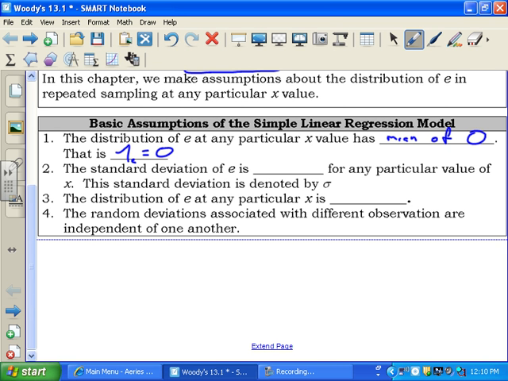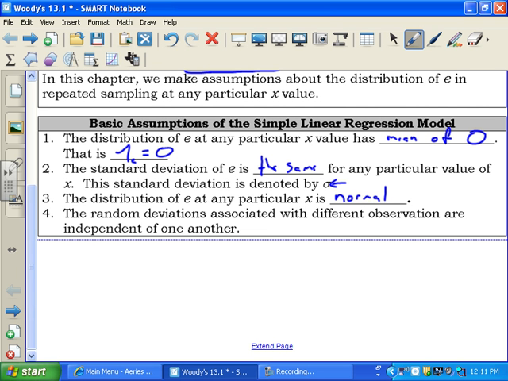Mu error, the average of all the errors, is 0. The standard deviation of E is the same, and we will use this later on today. The standard deviation of E, which is the standard deviation of the errors, does that make sense? For any particular value it's the same, and we denote that by sigma, which is fine. And the big connection piece is the errors around any x value are normal.